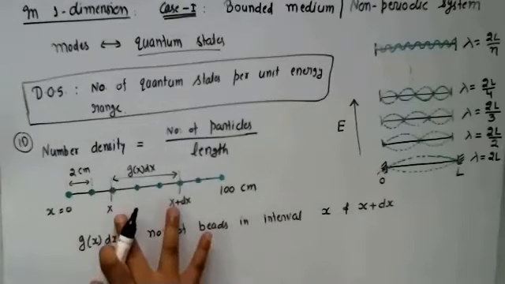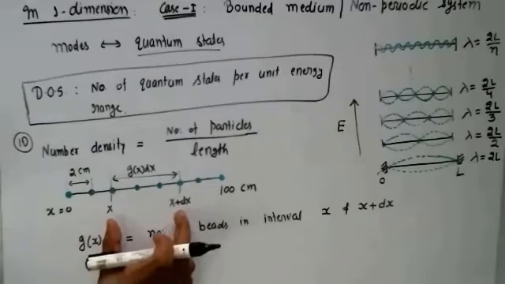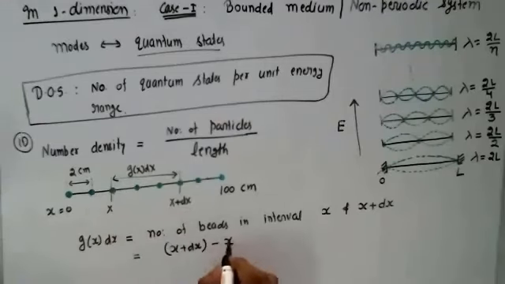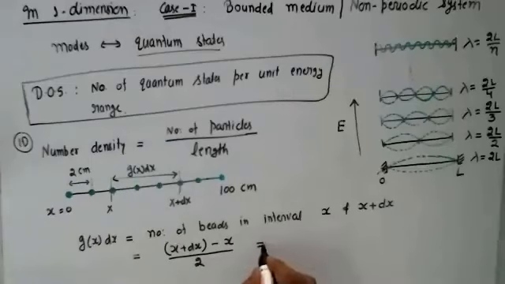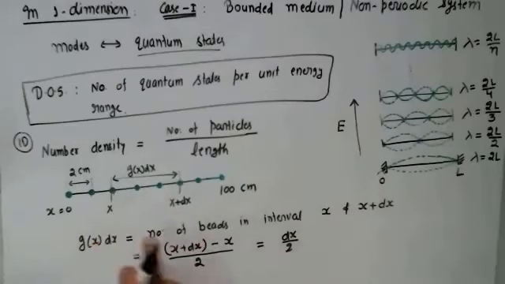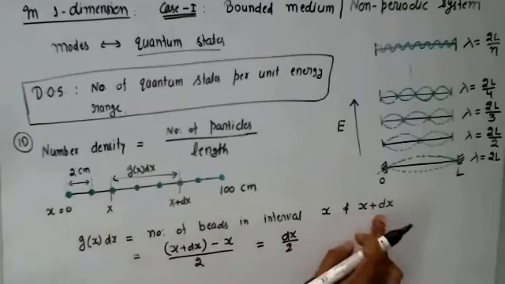If you want to find it in this range, you can take the total length. How much will the total length be? x plus dx minus x, divided by 2. So this is simply dx by 2. So dx is telling you the length of this segment, divided by the interval. So this becomes the total number of beads in the interval x and x plus dx.